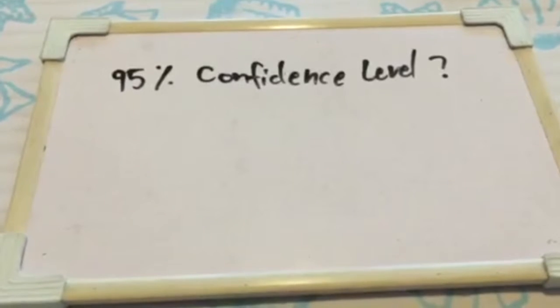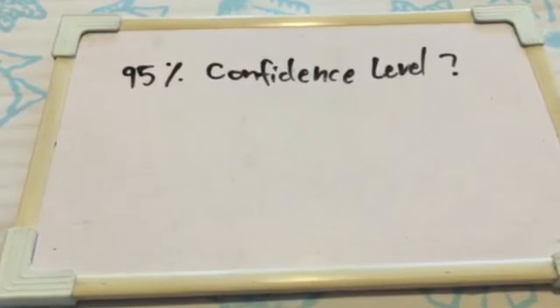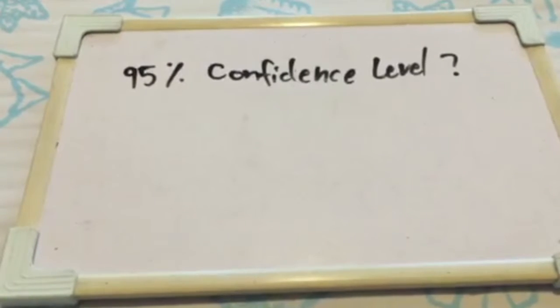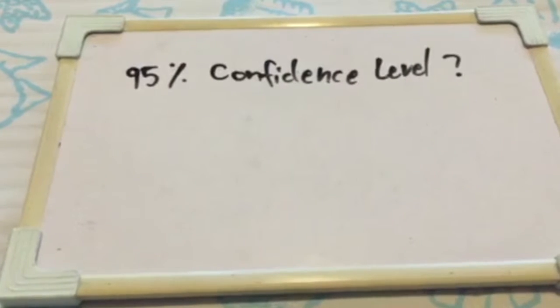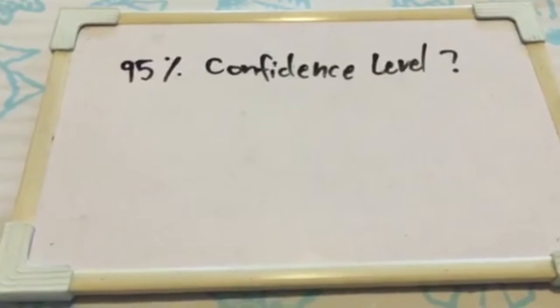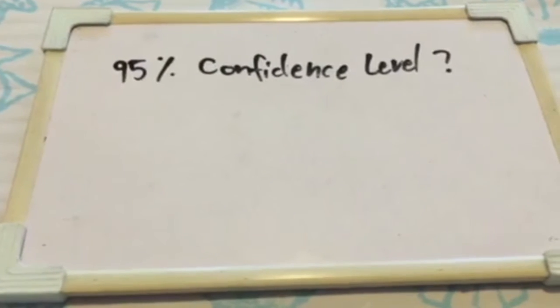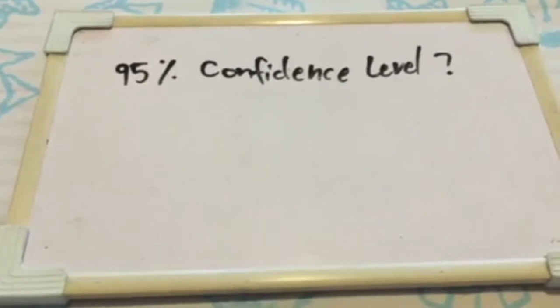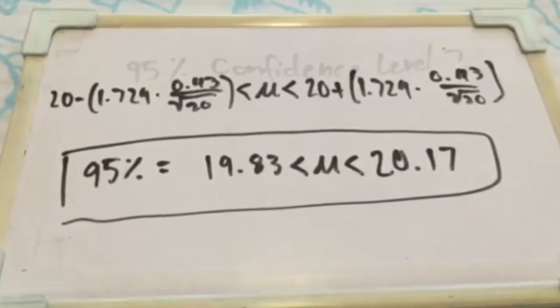For the example from earlier, try and find a 95% confidence level for you to know firsthand how to solve for interval estimation when the standard deviation is unknown. Feel free to rewind so that you can understand much more on which given you should use to put in the formula. This is the answer to our question.